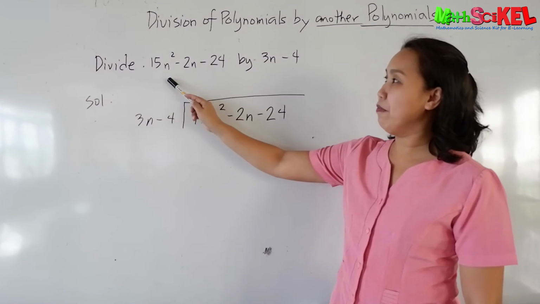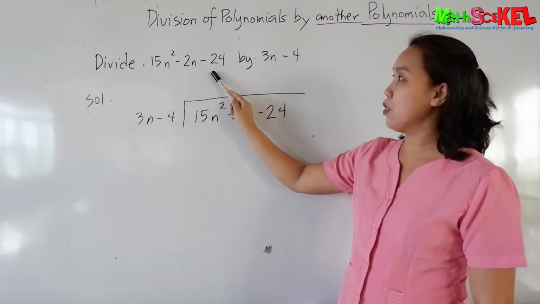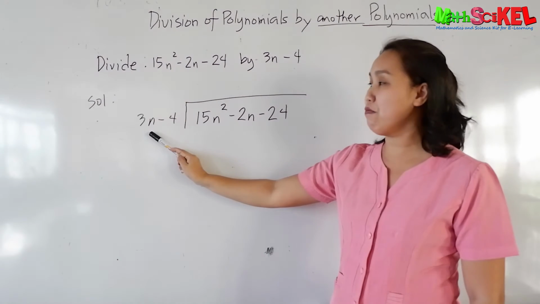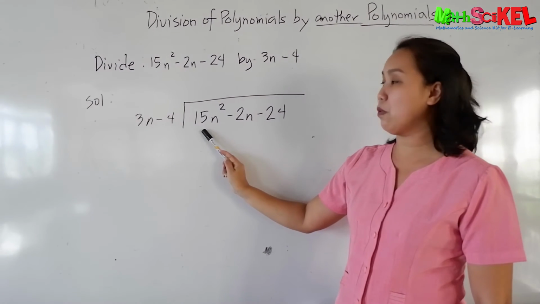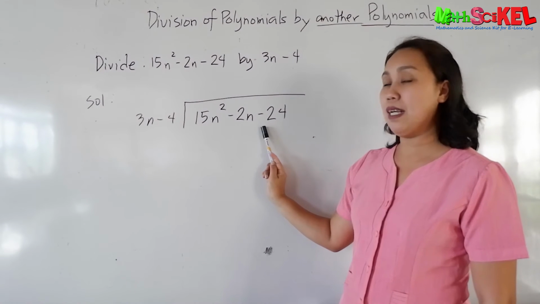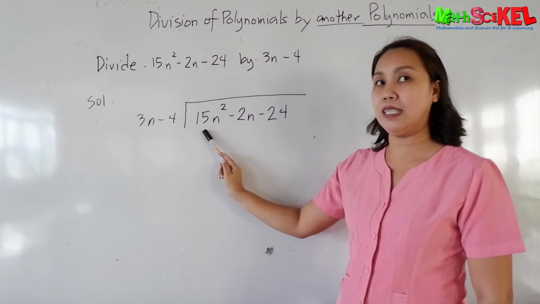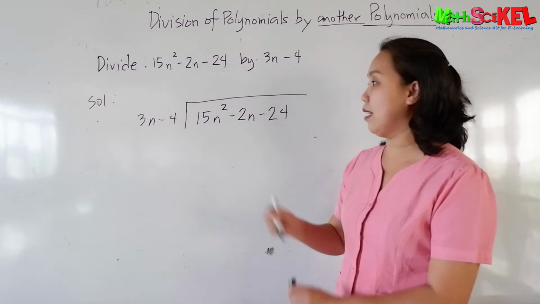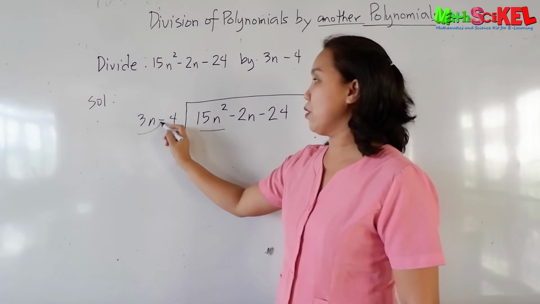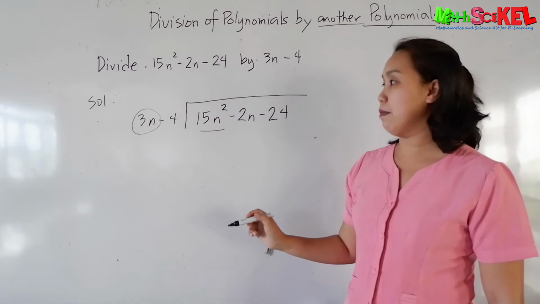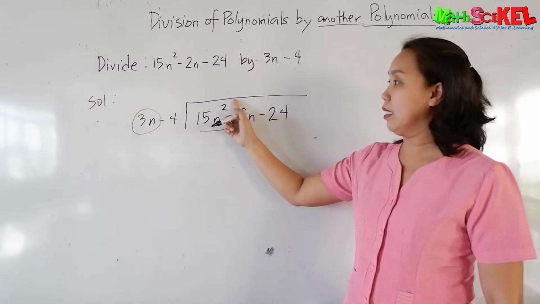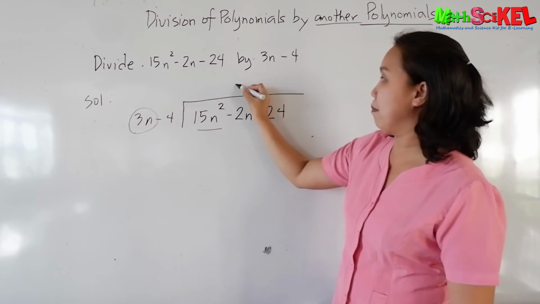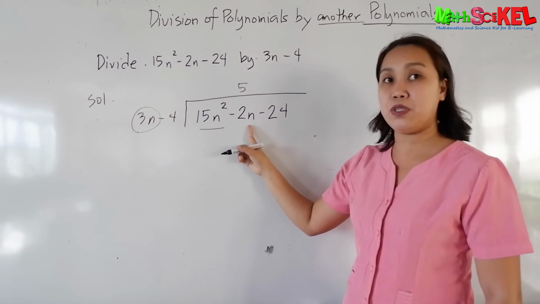Here are the steps in dividing polynomials by another polynomial. Given, divide 15n squared minus 2n minus 24 by 3n minus 4. So our divisor is 3n minus 4 and the dividend is 15n squared minus 2n minus 24. The first step is to rearrange them into ascending or descending order. The next one is divide the dividend by the divisor. As you can see, the first term is 15n squared, so we need to divide it by 3n. So 15 divided by 3 is 5, and write your answer on the next term.